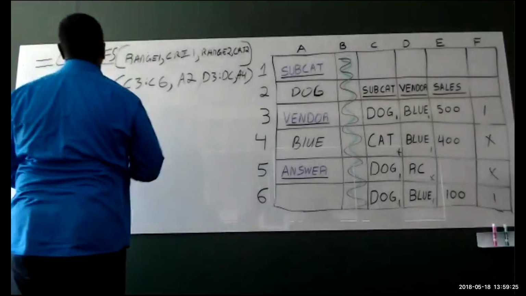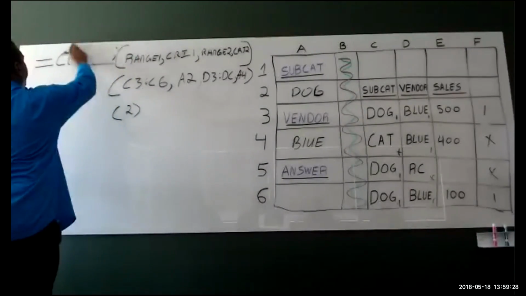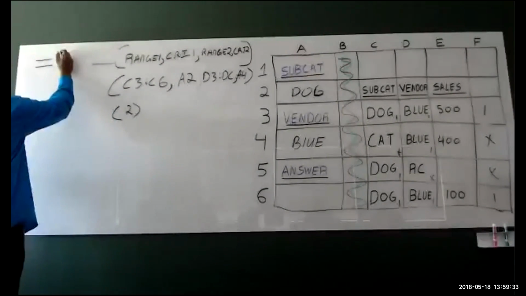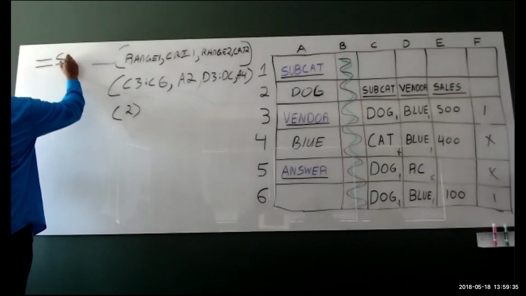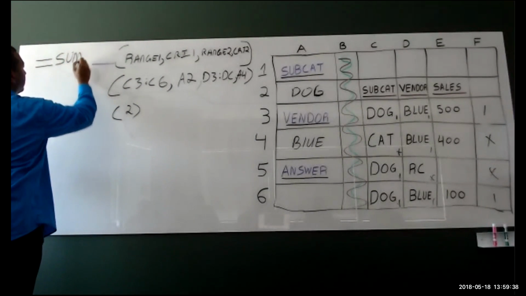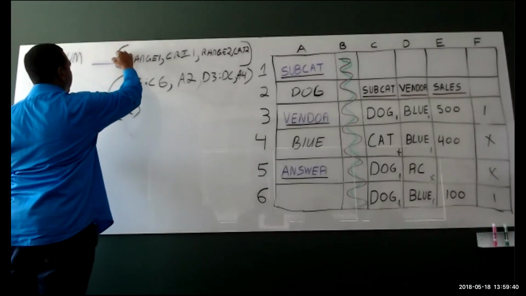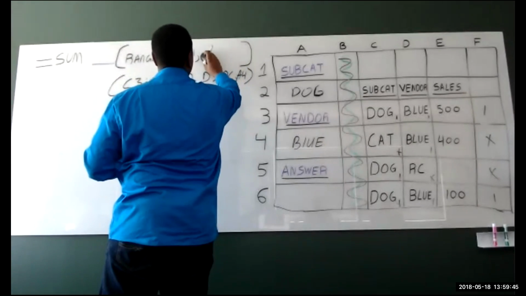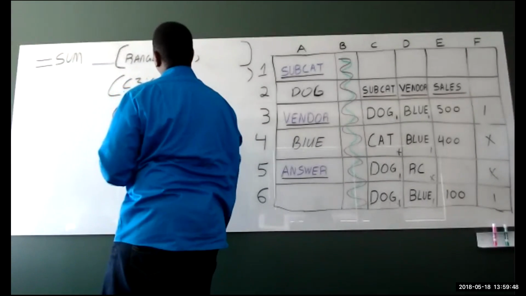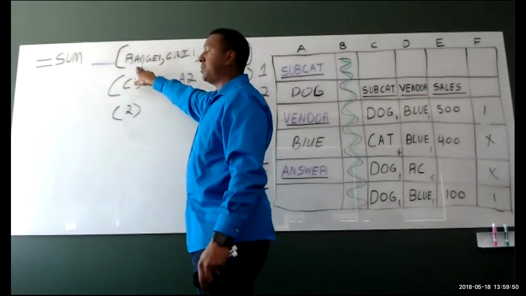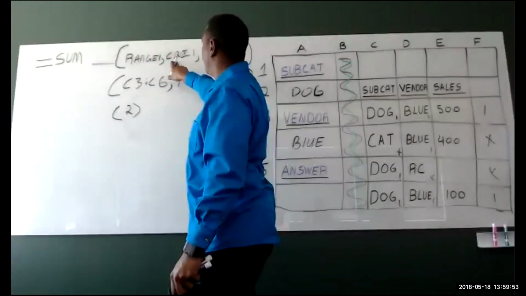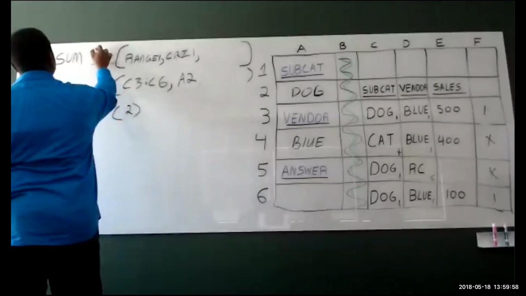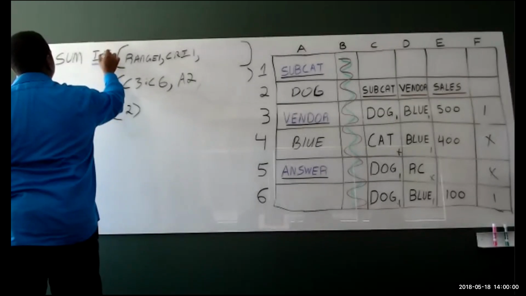All right, back to the board. This time, I'm going to take out the word count and put in the word sum. Now, in the count formula, the first thing it asked for was the range and then the criteria. The SUMIF formula does the exact, sorry, SUMIF. SUMIF, it's the one I want.